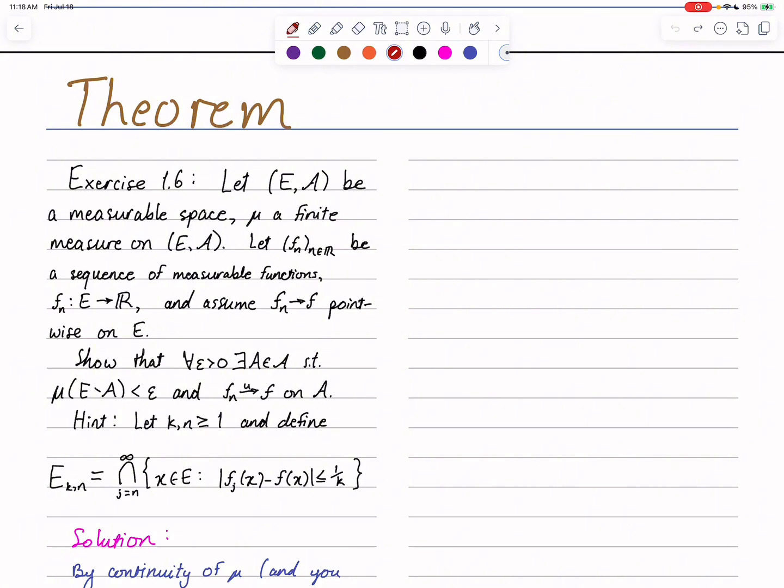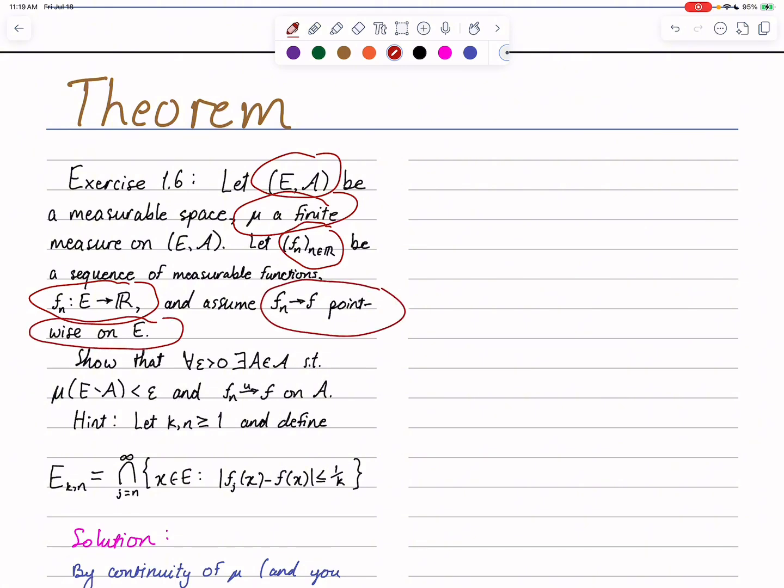And so here's the theorem that we're going to prove. It is exercise 1.6. If we have any measurable space with a finite measure mu, then if we further have this sequence of measurable functions f sub n, so they're all going to be measurable and share the same domain E, returning real numbers, and we assume that they converge pointwise on E. Here's what follows from that. Now I think it is useful to think of it as almost uniform convergence.